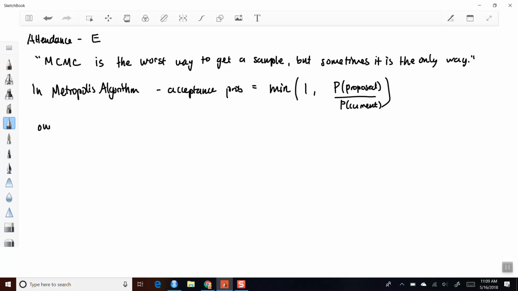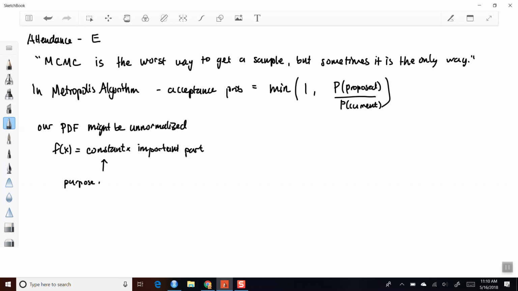And oftentimes, our PDF might be unnormalized. So you might have f of x is equal to some constant times, and I'm just gonna jokingly call this the important part, but that's kind of how it goes. And again, the only purpose of the constant is so that the PDF integrates to 1, okay?